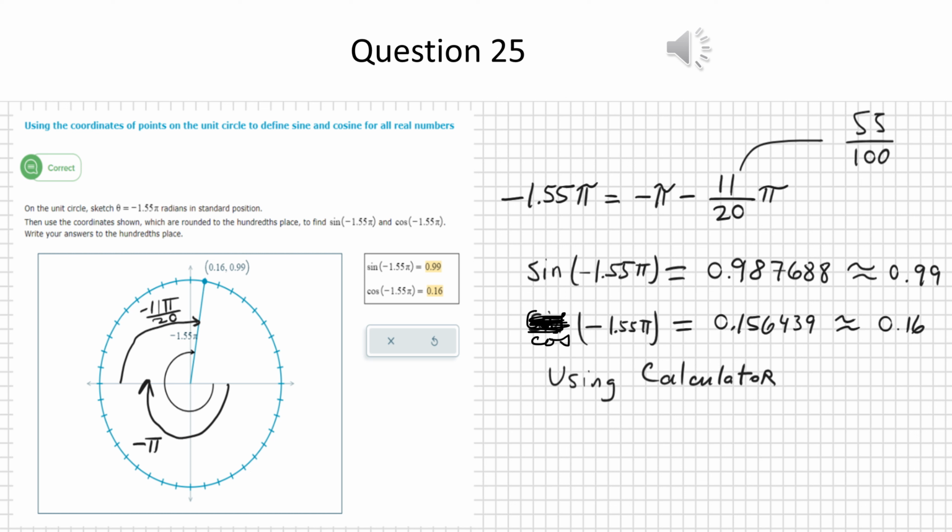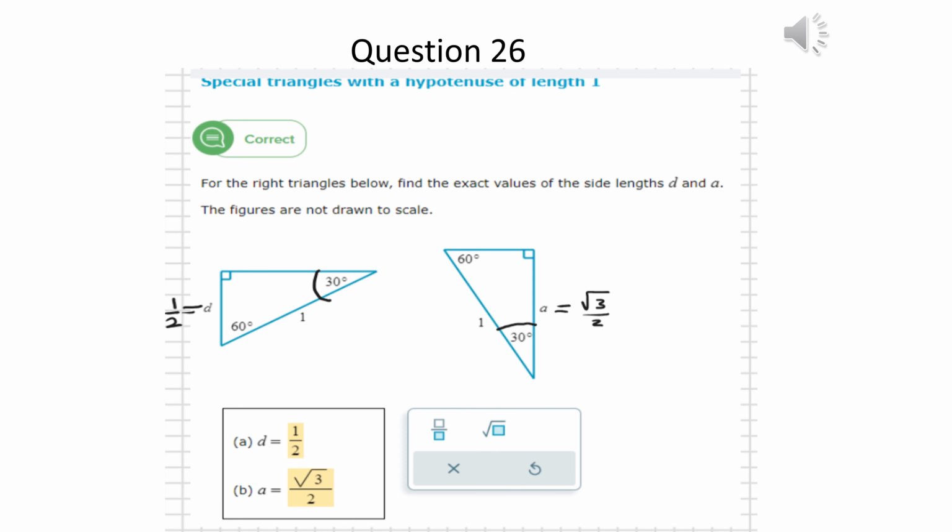It's super easy, super easy, because in both triangles, I suppose the hypotenuse is 1. Therefore, the first one is the sine. Sine 30 degrees is 1/2. And the second is the cosine because it's the adjacent. So cosine 30 degrees is radical 3/2.